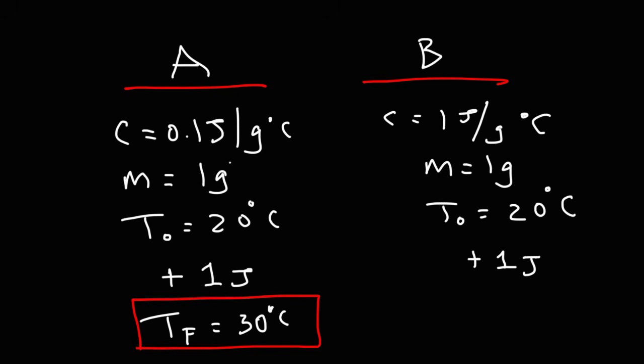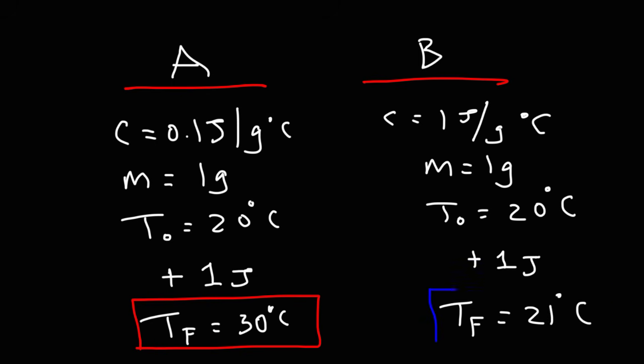Now, of course, the mass is very small. If you increase the mass, the temperature fluctuations will be a lot less. Now for this one, it takes 1 joule of heat energy to raise the temperature by 1 degree Celsius if the mass is 1 gram. So we're adding 1 joule, so the temperature is going to go up by 1. So it's going to be 21 degrees Celsius.